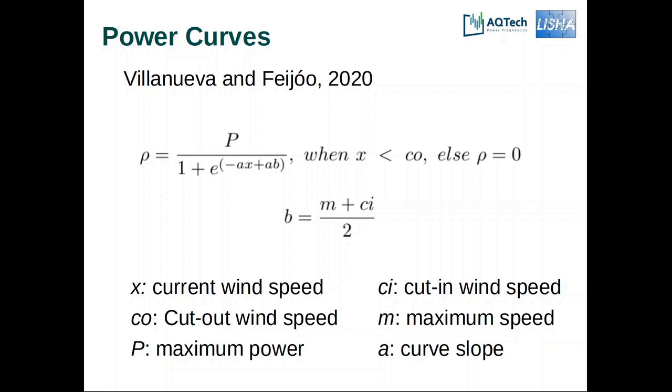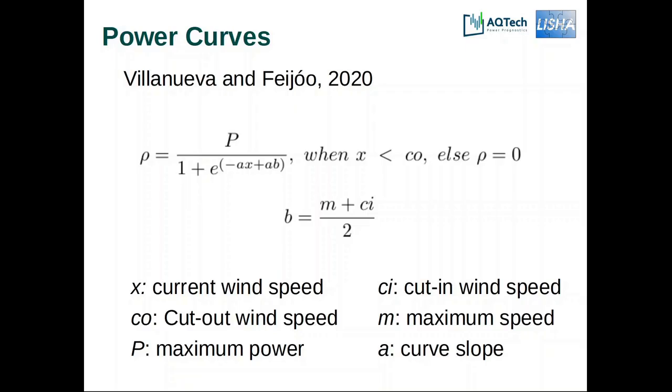The power curve model used in this work is the one proposed by Villanueva and Feijó. This function divides the maximum power by an exponential function that increases as the wind speed increases, with a saturation point determined by the slope A and by the parameter B, that is the mean value between the cut-in speed and the maximum wind speed.